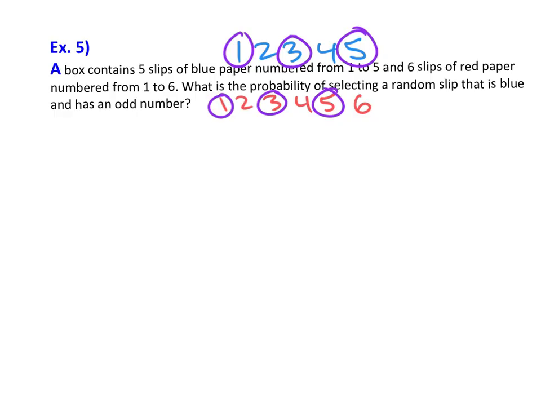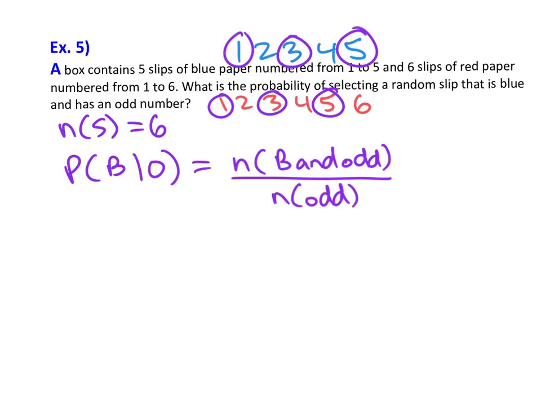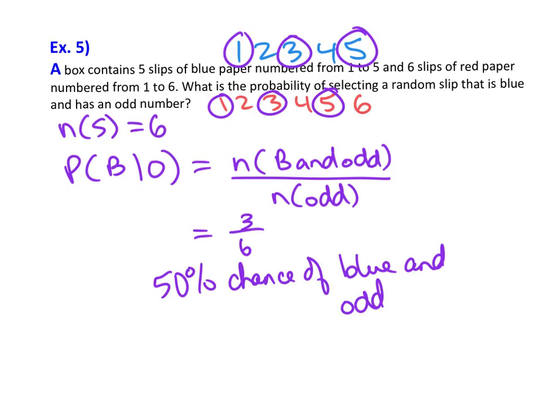And so blue, given that it is odd, I have 3 of those, right? So the number of blue and odd over the number of odd. So I have 3 blue odd numbers and 6 odd numbers in total. So I have a 3 in 6 chance, or a 50% chance, of drawing a random slip that is blue and has an odd number.